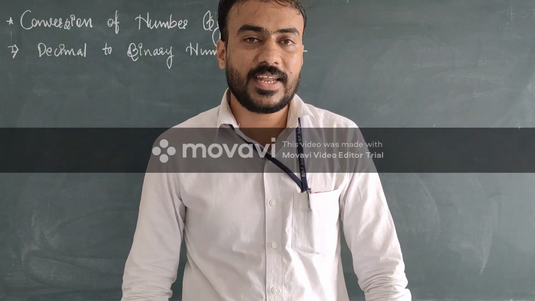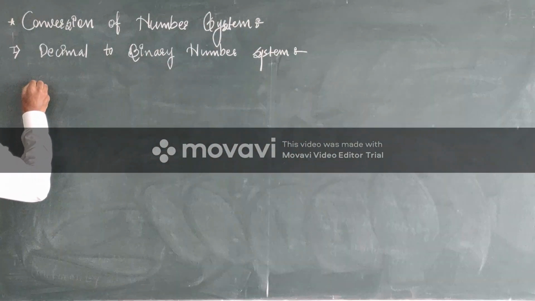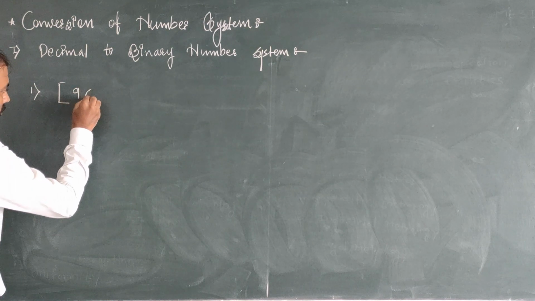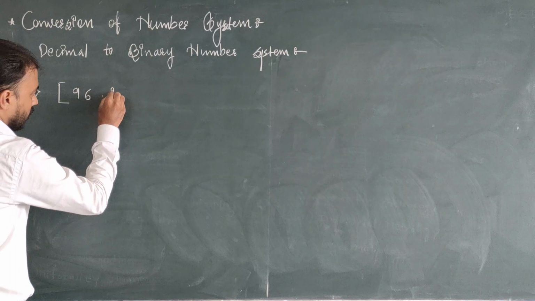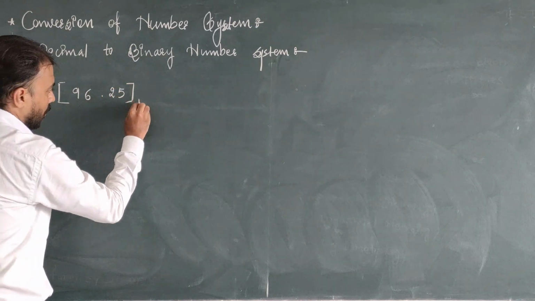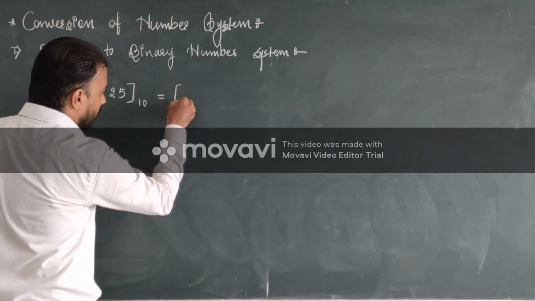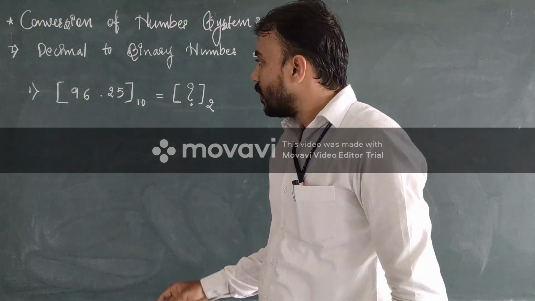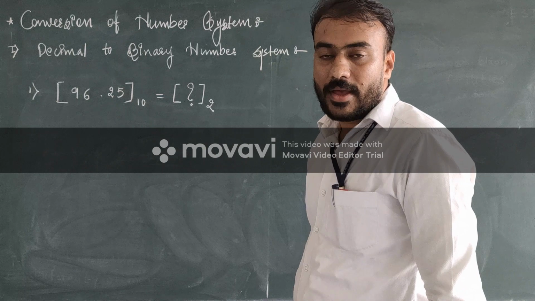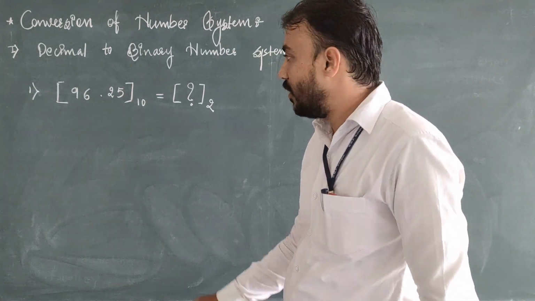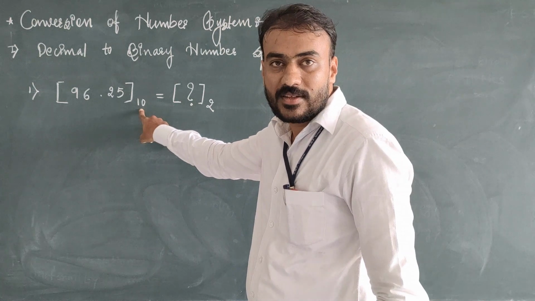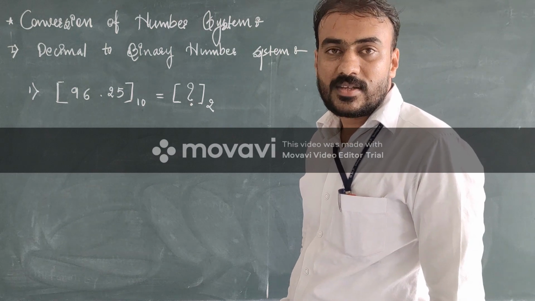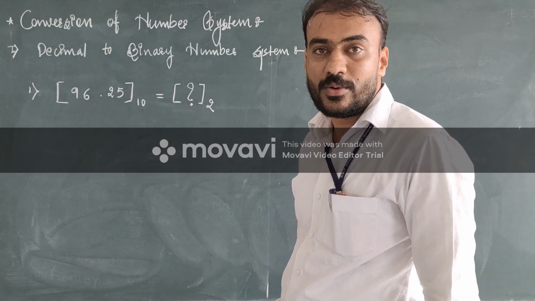Now we are going to take an example. As you can see here, I have assumed a number 96.25 in decimal. The base value given here is 10. You do remember one thing: whenever we represent a decimal number, the base value or the radix value should always be 10.